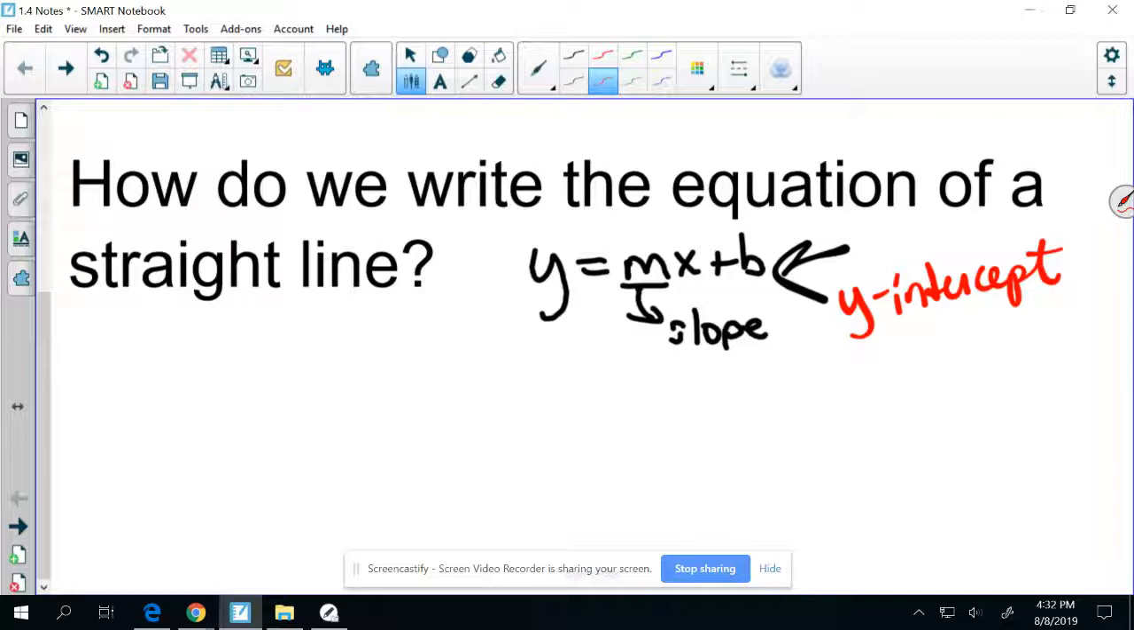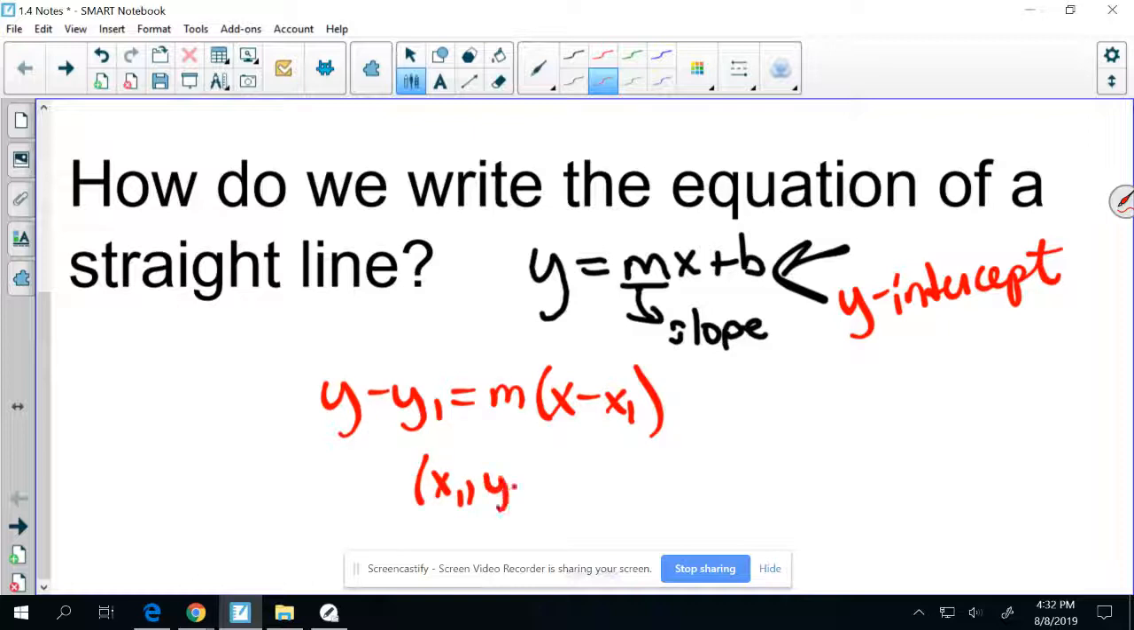If you don't have slope-intercept form, remember that you have point-slope form, where if you have a point and a slope, the point on the line is the point x1, y1, and again, where m is your slope, okay? Linear equations show up all the time.